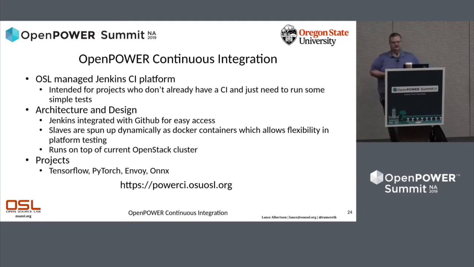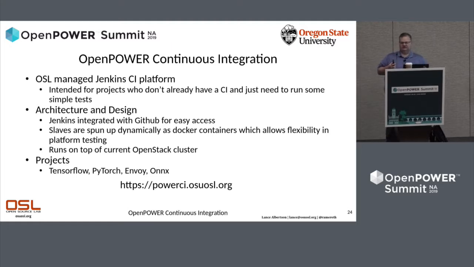So another thing that we did over the past few years is built in some continuous integration. This is basically a Jenkins instance that we manage that ties into OpenPOWER. This is really intended for projects that don't already have CI and they just need to run some simple tests or doing some simple builds. A lot of these are actually internal IBM projects to work on it, but it works really well.